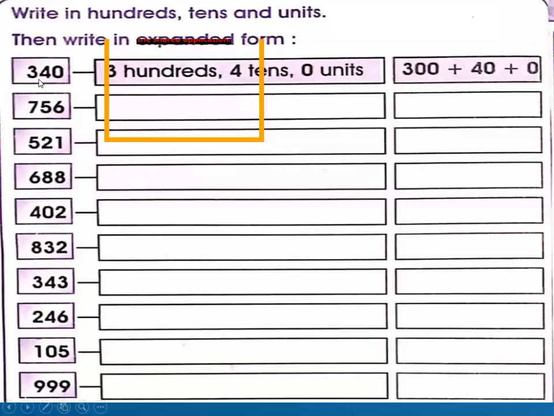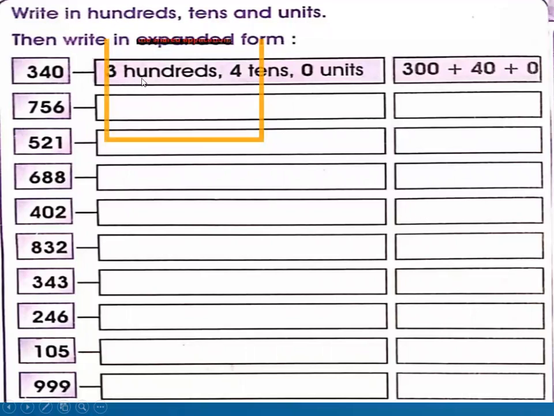These are 3-digit numbers. When we have a 3-digit number, the places of the digits are hundreds, tens and ones. So the first digit 3 is in the hundreds place, 4 is in the tens place, 0 is in the unit place. So first we write here 300. 4 is in the tens place, so we write here 4 tens. 0 is in the unit place, so we write here 0 units.